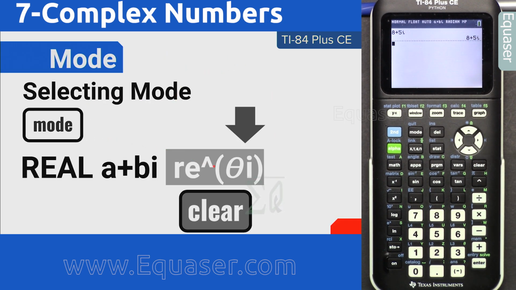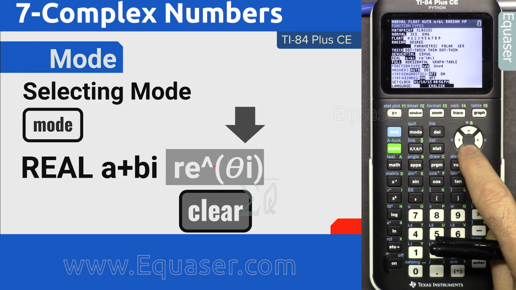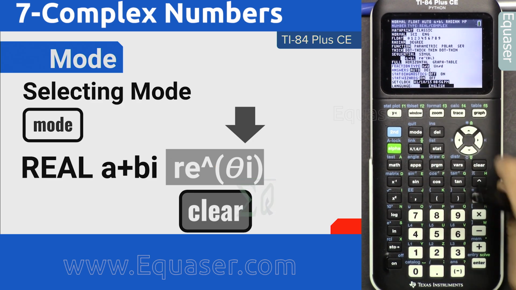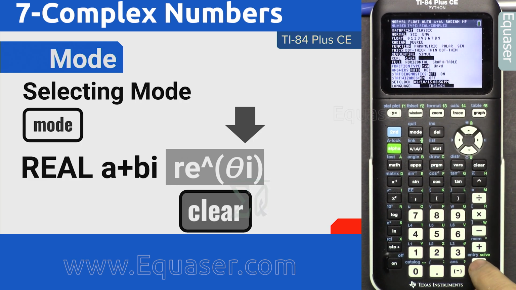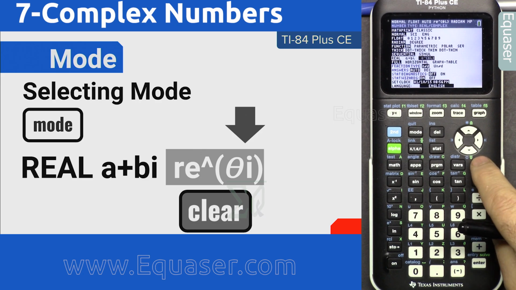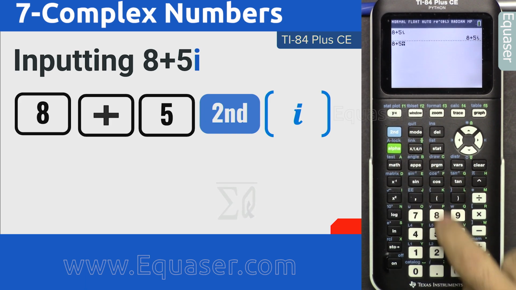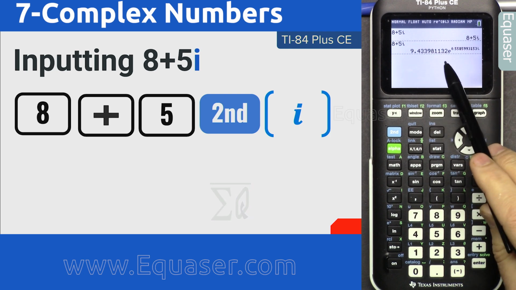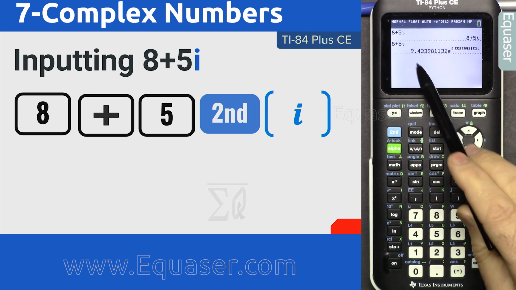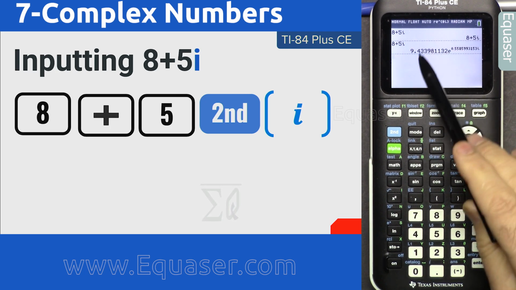And let's select the mode in polar: scroll down, go to polar complex and enter. Highlight is selected, press clear to exit. And now let's enter 8 plus 5, second function i. As you can see, it has converted. The reason it's displayed in this format is the setting. So whatever value you enter, it will be displayed like this.